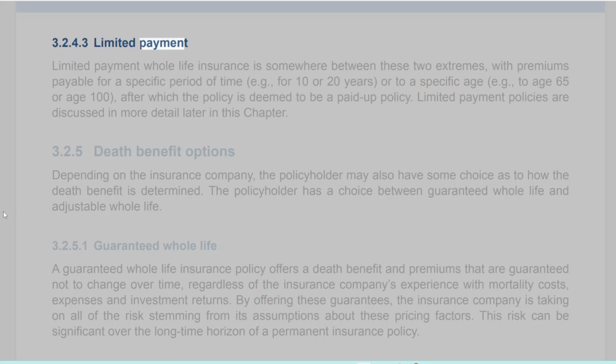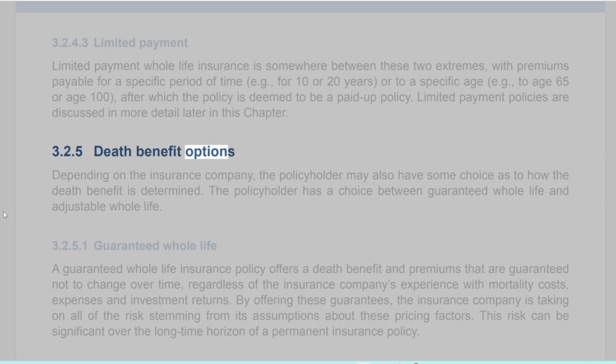3.2.4.3 Limited payment. Limited payment whole life insurance is somewhere between these two extremes, with premiums payable for a specific period of time, for example, for 10 or 20 years, or to a specific age, for example, to age 65 or age 100, after which the policy is deemed to be a paid-up policy. Limited payment policies are discussed in more detail later in this chapter.